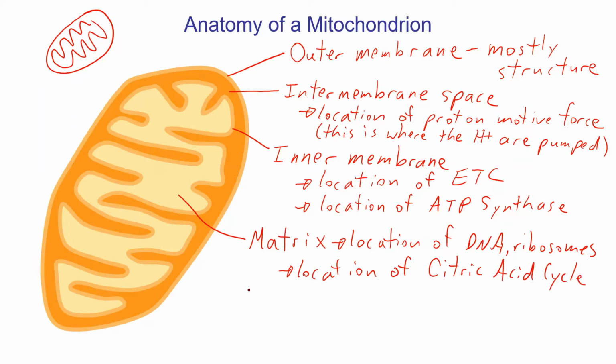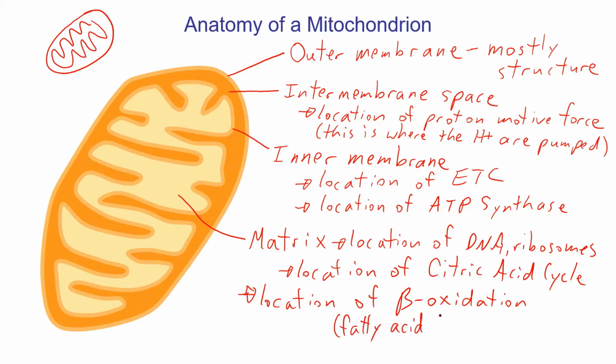And one more thing I'm going to throw down here as a note. We're not really going to talk about it in this course, but just for your information, this is the location of something called beta oxidation. And what do I mean by beta oxidation? That is where we consume and oxidize our fatty acids. So this is fatty acid breakdown.